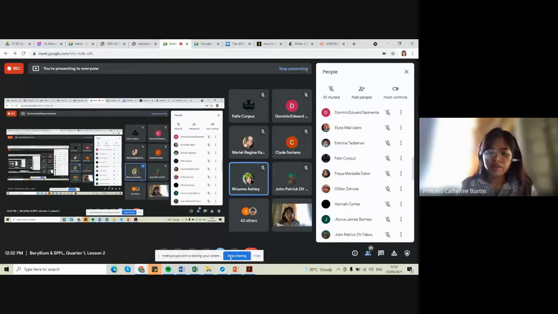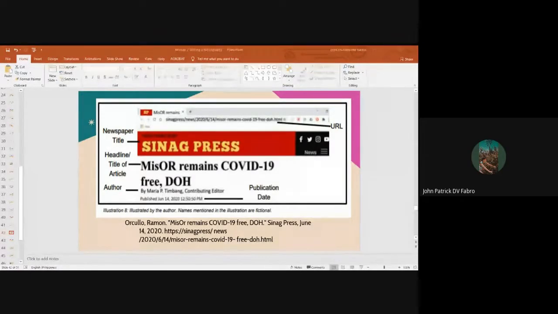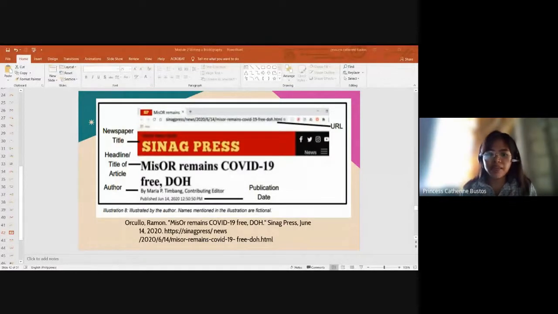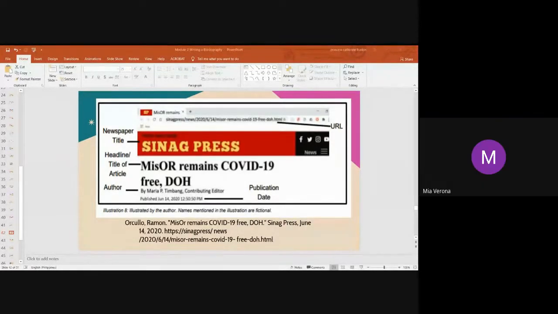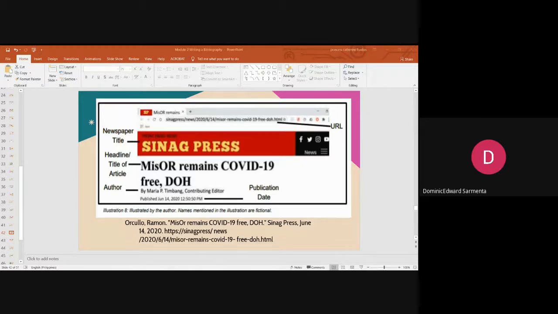Okay. Now, let us try this activity. What is the newspaper title again? Here. What is the newspaper title? Yes, Patrick. Sinag Press. What is the title of your article, Mia? This OR remains COVID-19 free deal. Okay, DOH. Who is our author? Christopher.